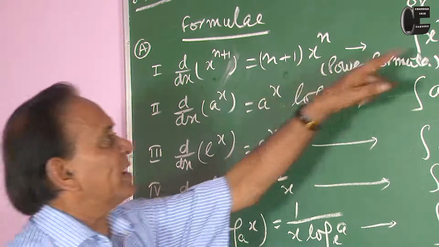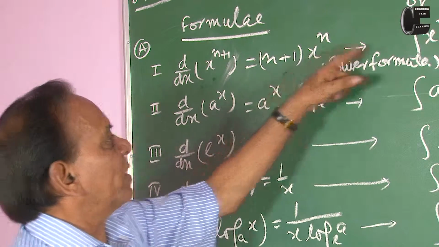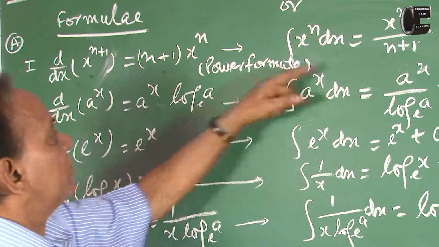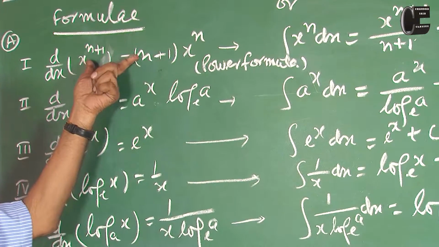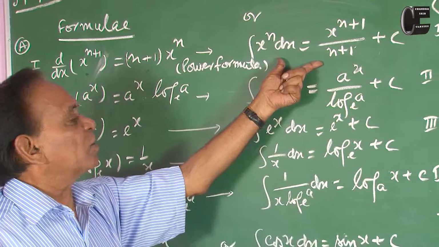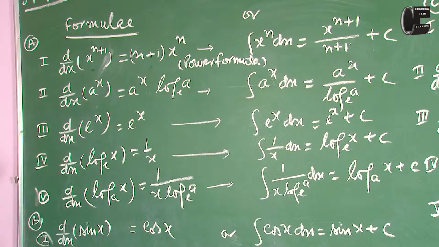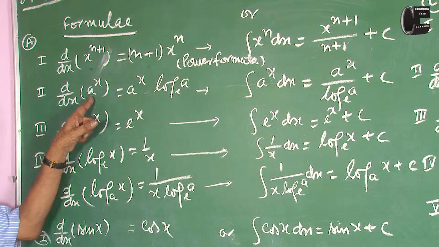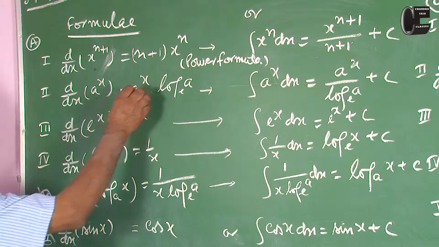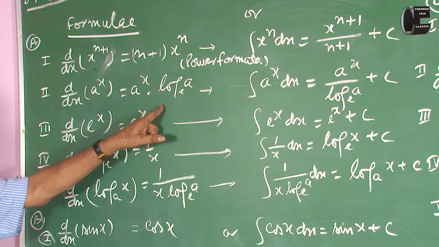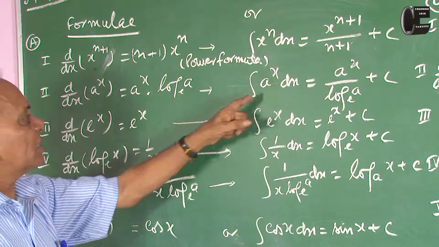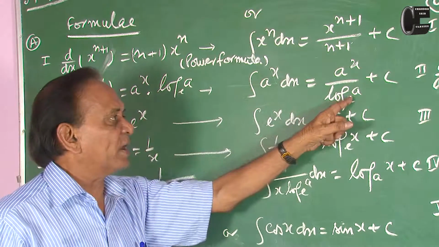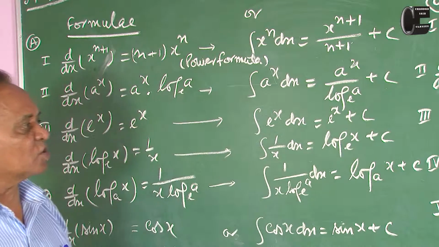Therefore, this can be written as integration of x to the power n dx will be x to the power n plus 1 over n plus 1. This is the power formula for differentiation and this is the power formula for integration. Now, d by dx of a to the power x, where a is any real constant, is a to the power x into log of a at base e. This can be written as integration of a to the power x will be a to the power x divided by log of a at base e plus c.